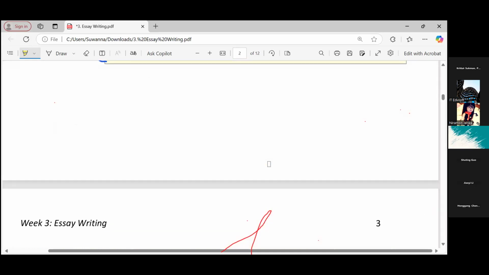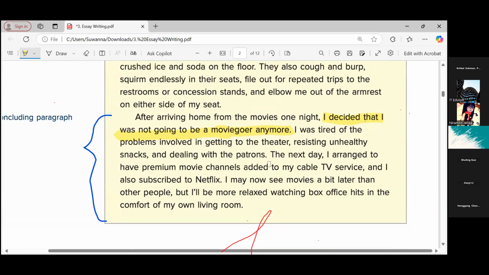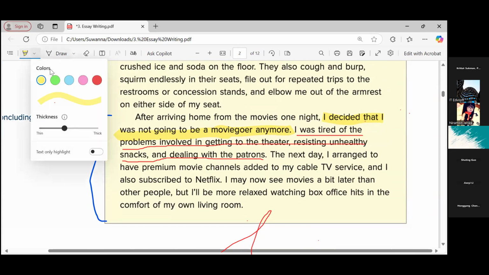So you see, the ideas are pretty much similar, right? Meaning the writer doesn't go to the movies anymore, because the writer now prefers to rely on the DVD. And the rest, you see, I was tired of problems involved in getting to the theater, resisting unhealthy snacks, and dealing with the patrons. You see, these sentences, very good. Thank you for your underline.